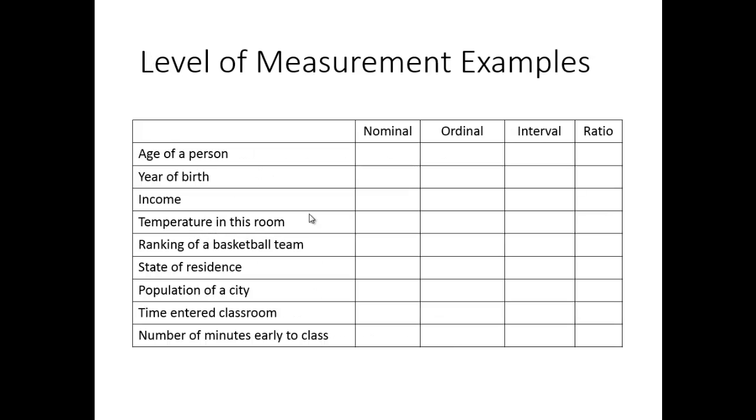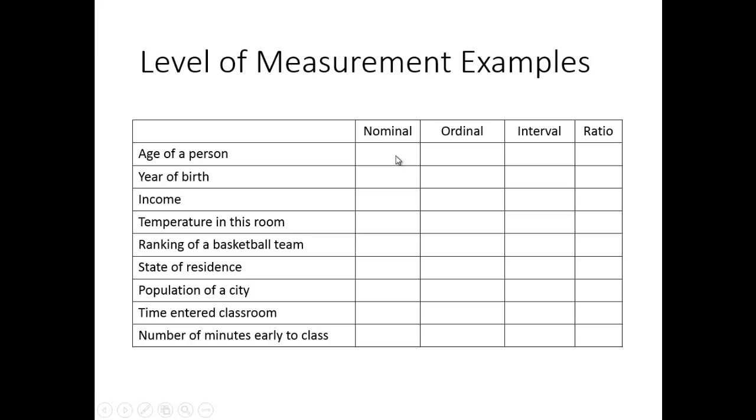Okay, so last slide here, we're going to do some examples and talk about what level of measurement we're going to get. So if we do age of a person, now what's going to happen with each of these? I sort of sorted these from nominal, ordinal, interval, ratio. It's getting sort of more specific as we go. Sometimes I guess it's an ordinal level.